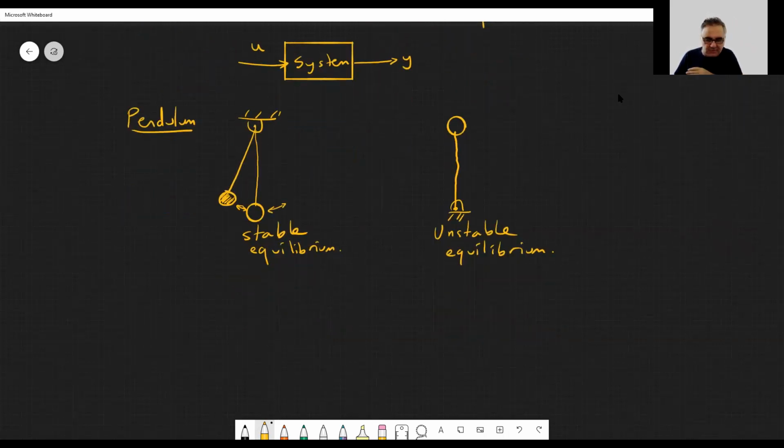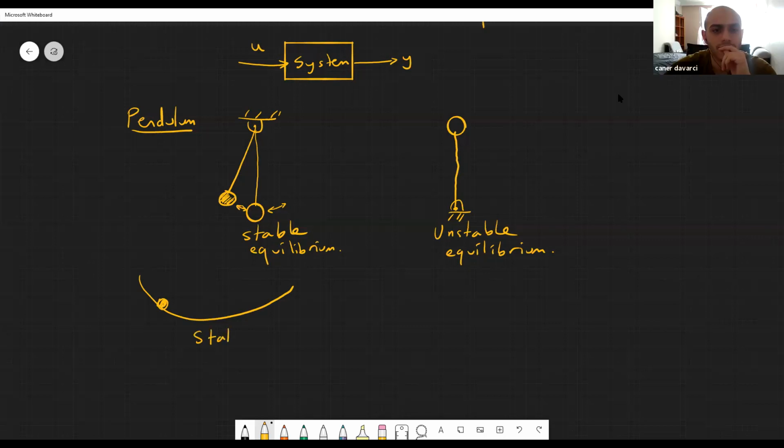This also, for example, if you have, let's say, a ball in a potential field like this, this ball, for example, is at a stable... Can I ask a question? Yes. The reason why the inverse pendulum is unstable, we have to move it so that it can stay like that?